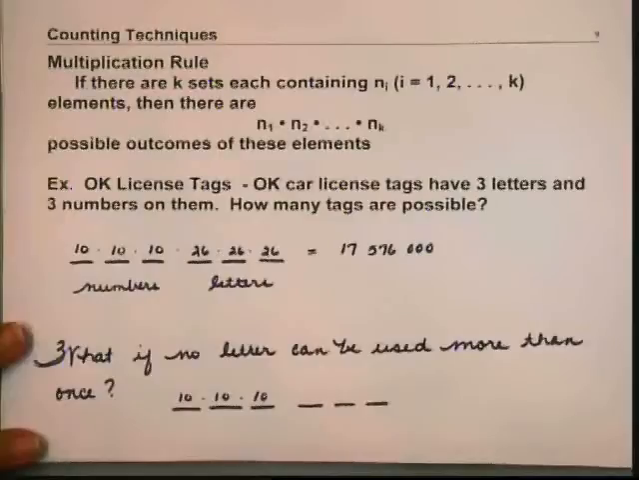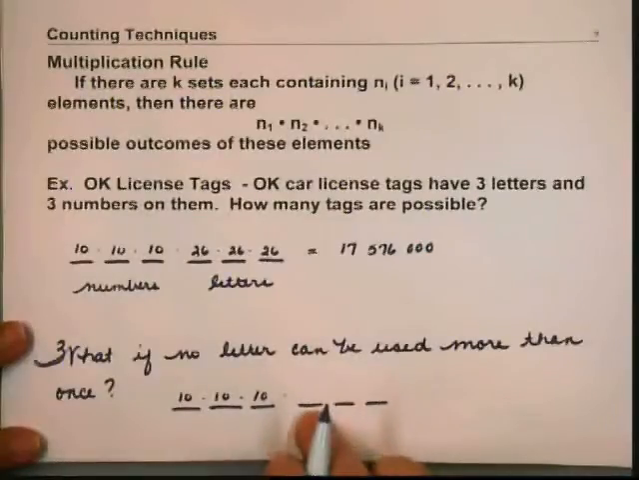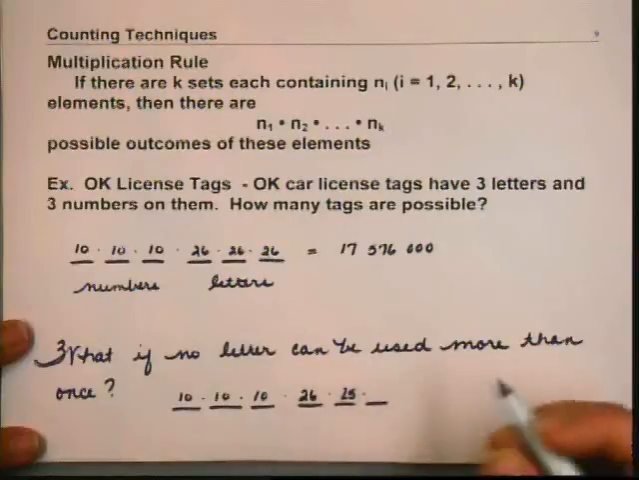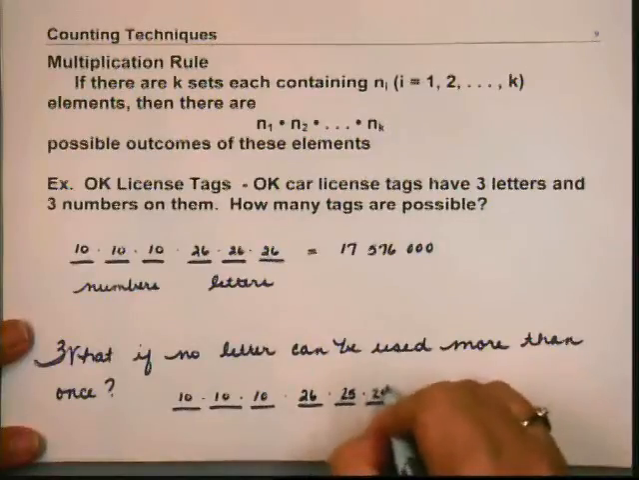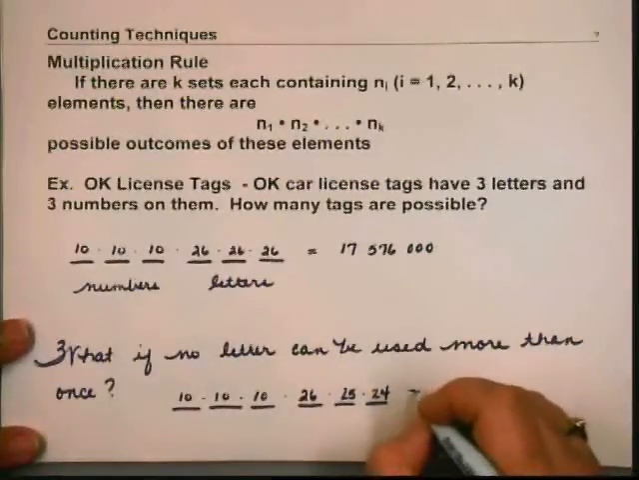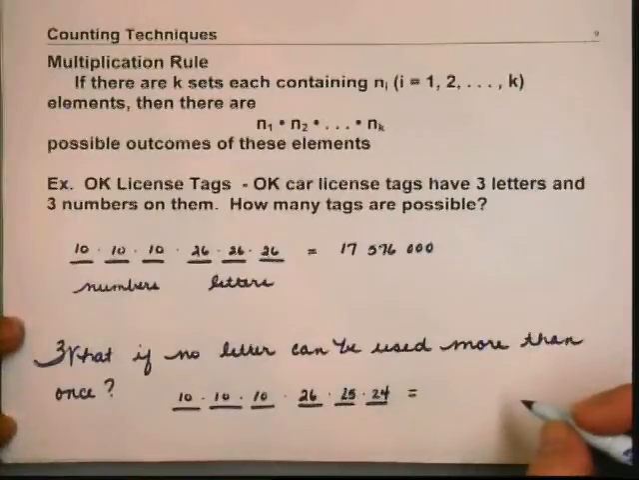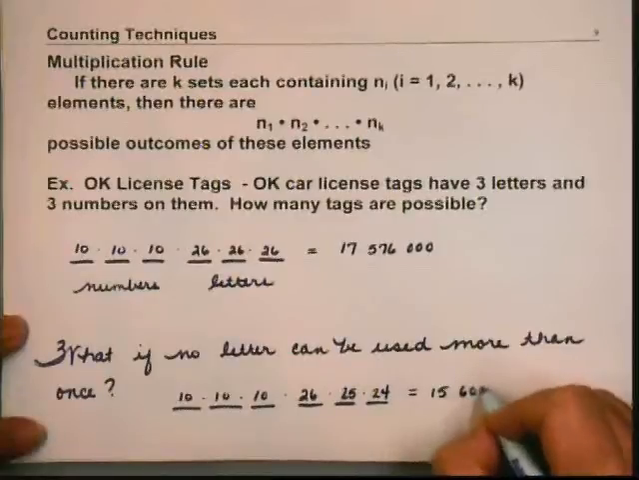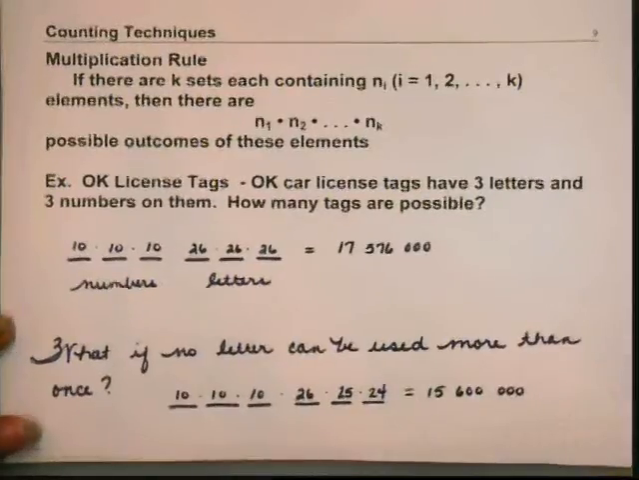What about the letters? When I go to select the first letter, I have 26 letters available. In the second space, only 25, and in the third space, 24, because we can't use them more than once. Okay? That value is equal to what? 15,600,000. Still a lot. I bet there's more letter combinations they don't allow. Don't you suppose?